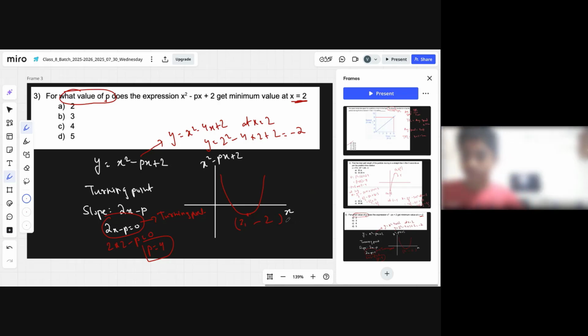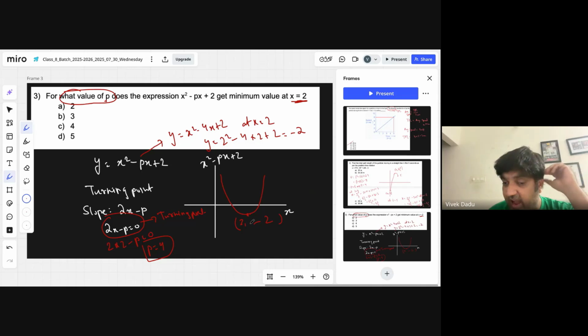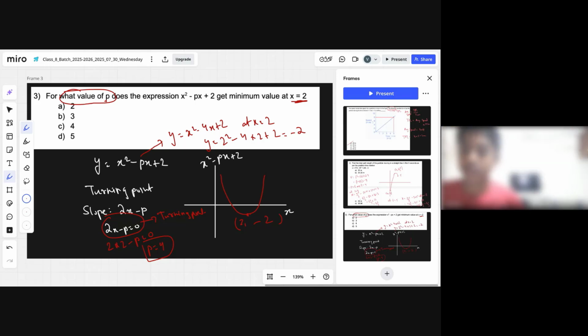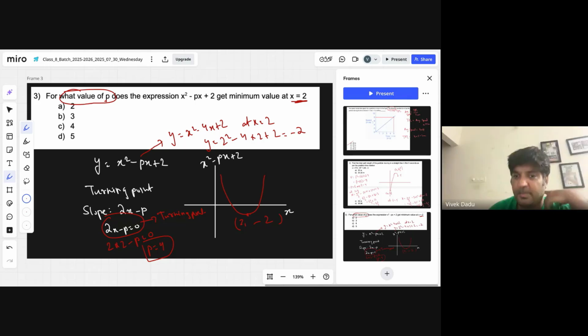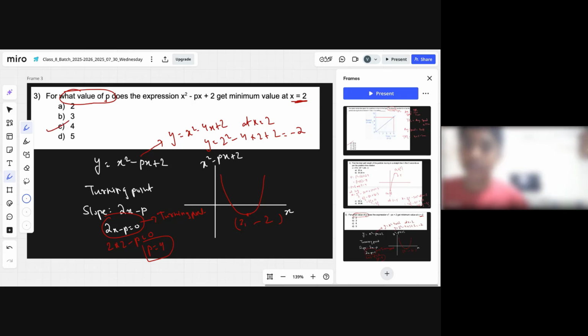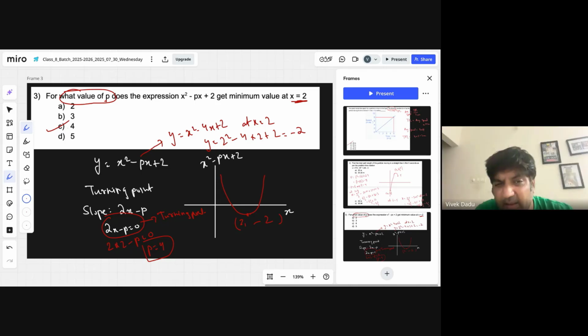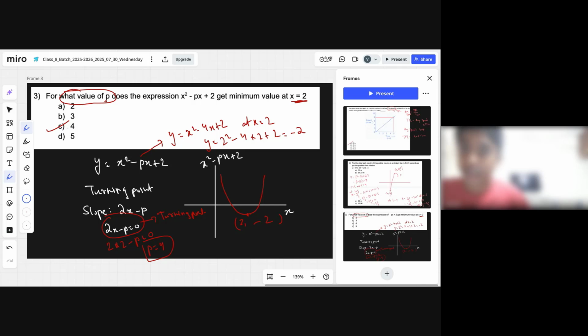But were they asking the minimum value or the value of P? They were asking the value of P. And the value of P we already calculated was 4. Sir, but in the case of 5, would it be minus 4, like the value of the expression? In the case of P equal to 5, would the value of the expression be even smaller than minus 2?